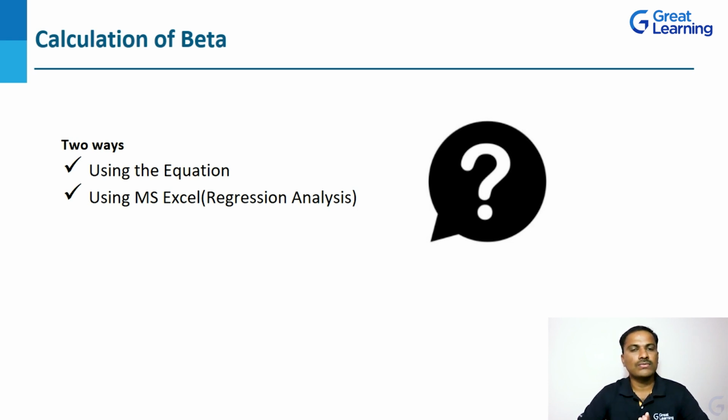Now, how are these values calculated? We have seen beta more than 1, less than 1, equal to 1, equal to 0, right? So how are these values calculated? There are two important methods to calculate beta: using an equation, using a formula, and the second method is using regression analysis, that is MS Excel. We can use MS Excel to calculate the values for beta. I'll show you both methods, how to calculate beta using the equation as well as regression analysis. Whichever method is convenient for you, you can go for it based on your requirement.